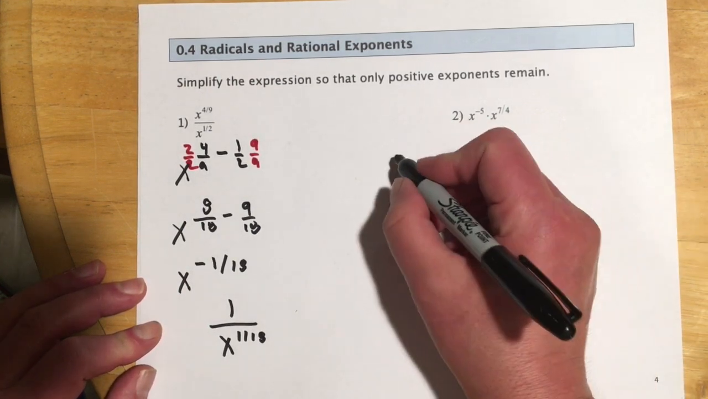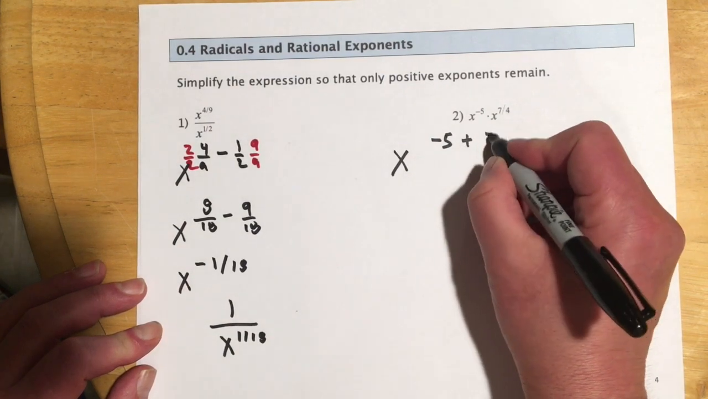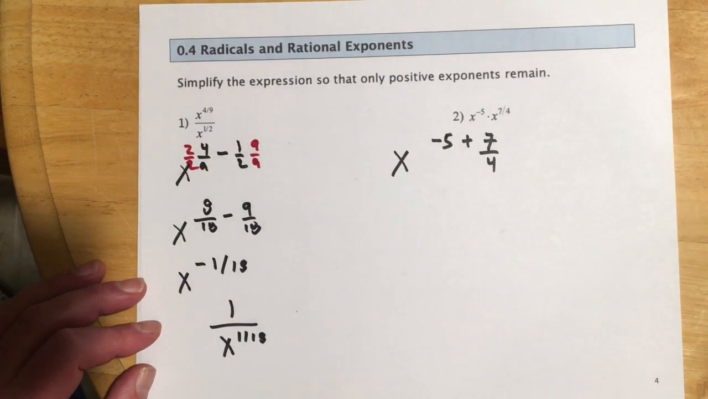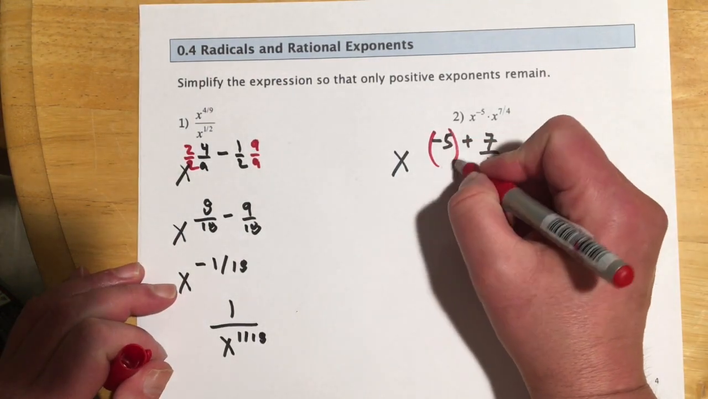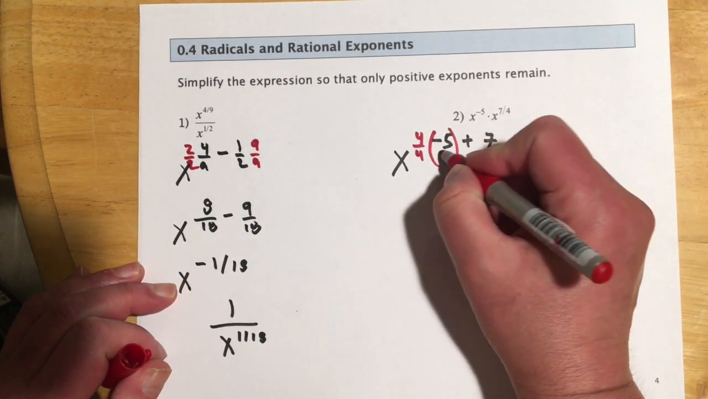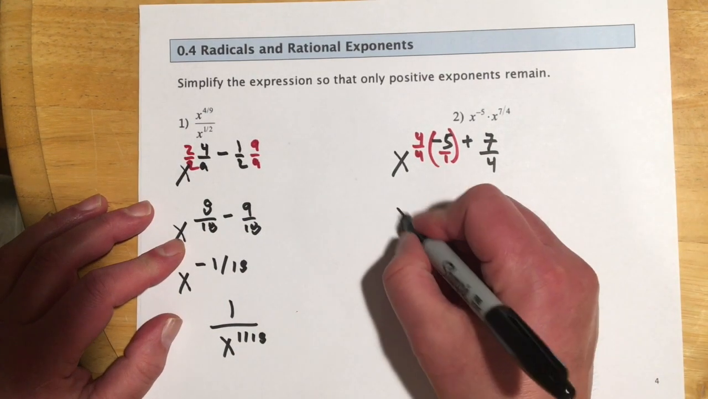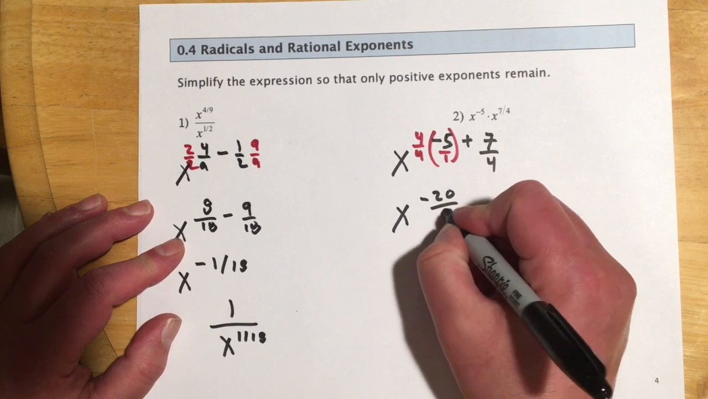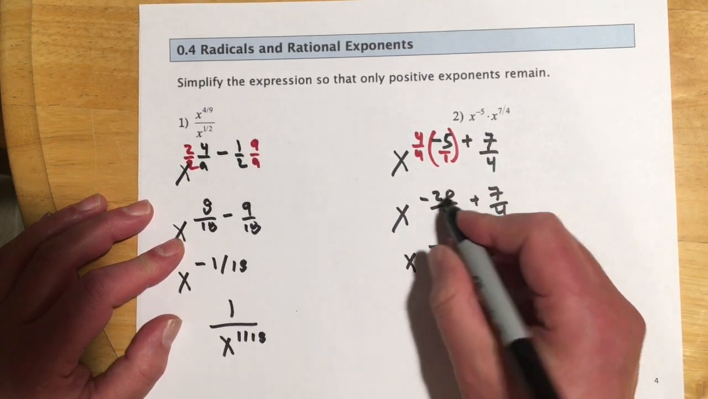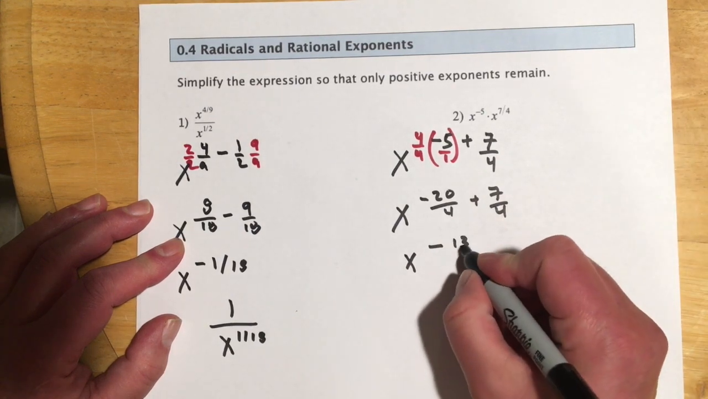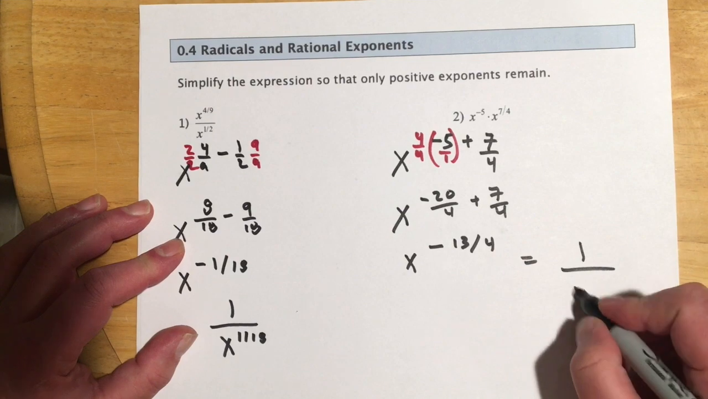This one's multiplying, so that means we would add. So it'll be negative 5 plus 7/4. And since this is in terms of fourths, I probably want that in terms of fourths. So when I go 4 over 4, I can think of this as a little invisible 1. And that's going to go x to the negative 20 over 4 plus 7 over 4. So x to the negative, of course it's negative, 13/4. And again, written with a positive exponent.